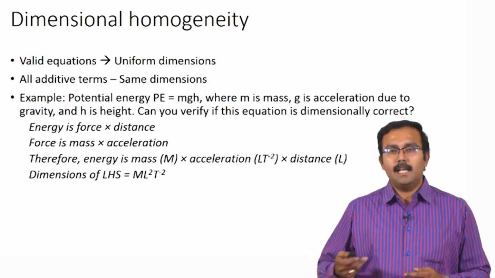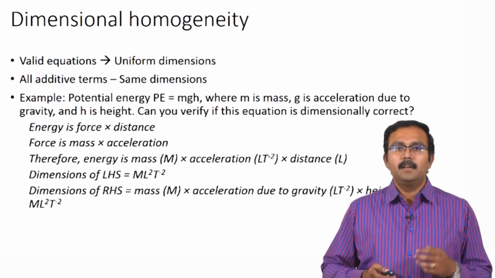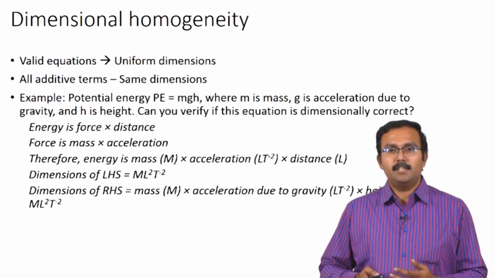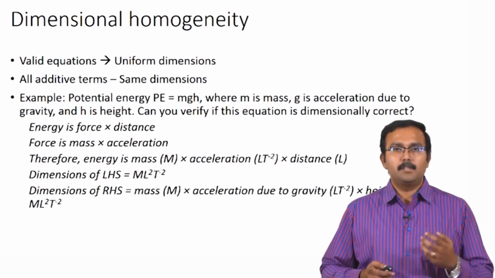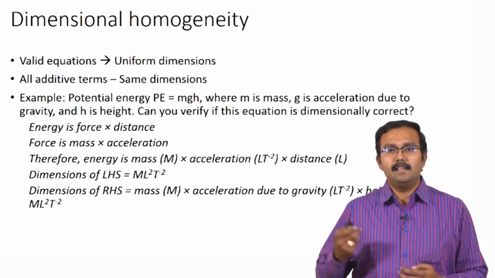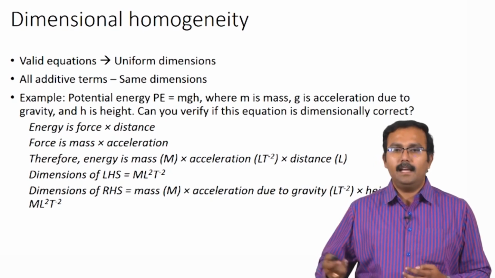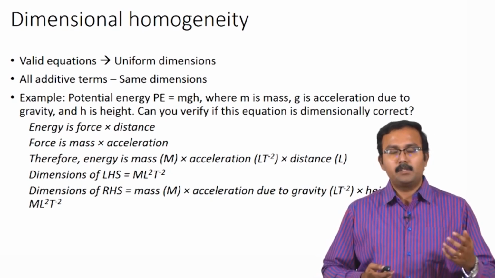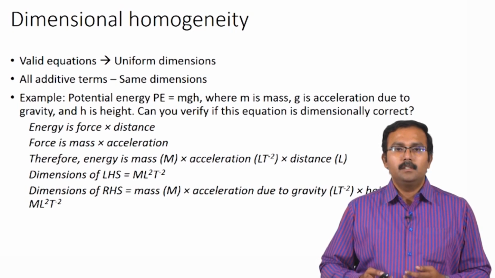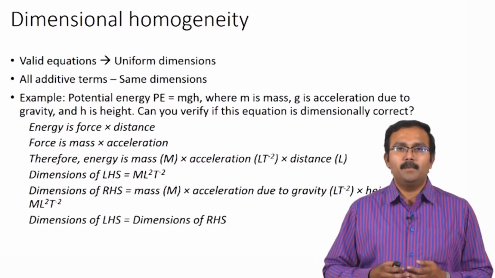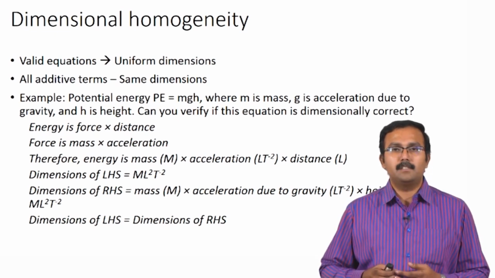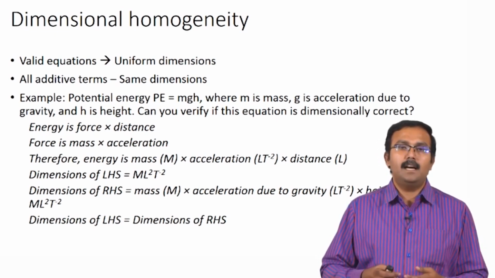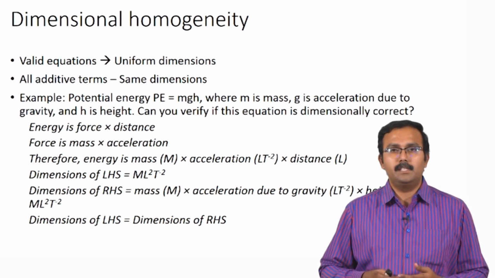Now, let us calculate the dimensions for the right hand side. It is mass times acceleration due to gravity times height. Dimensions of mass is M, dimensions of acceleration due to gravity is L t to the power minus 2 and height is L, thereby again giving M L squared t to the minus 2. So, based on dimensional homogeneity, we can say that the dimensions of the left hand side are equal to the dimensions of the right hand side. This proves that this equation is dimensionally homogeneous and correct.